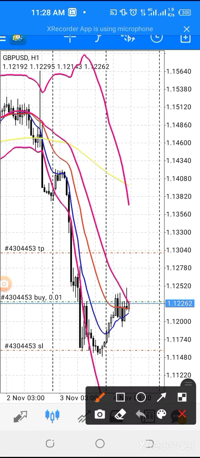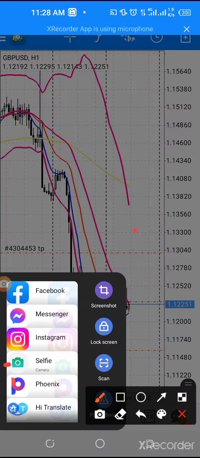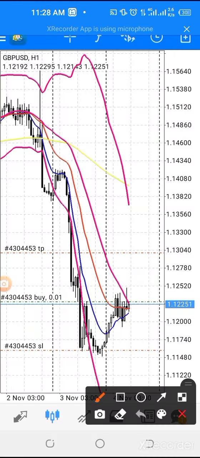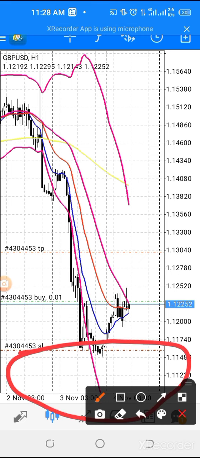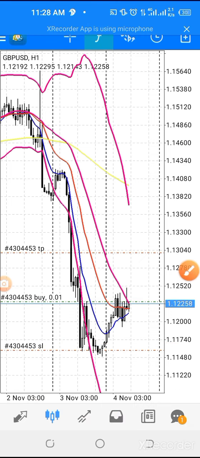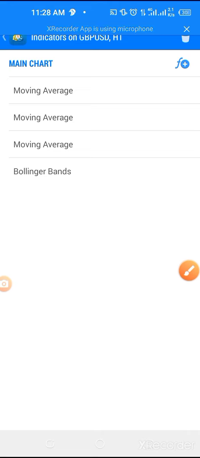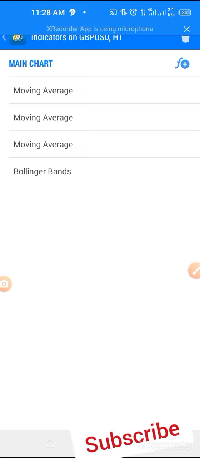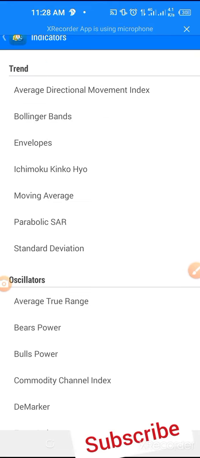Now, if I want to add an indicator that will be in the indicator window, that will not be on the main chart, an indicator that will be in the indicator window somewhere here. All right, so I will still click on the F button, then I will click on, all right, hold on a second.